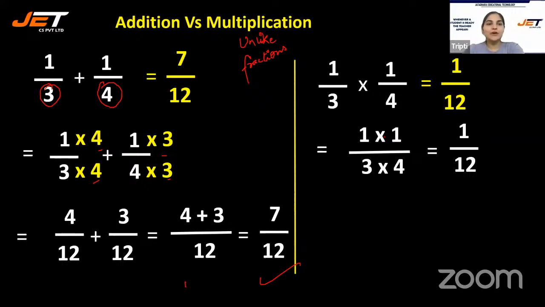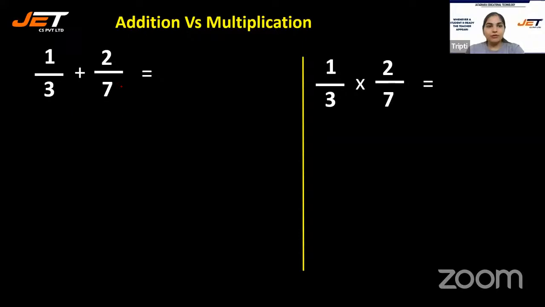So basically today we are going to do all the questions of addition and multiplication side by side. The fractions will be the same, but on the left side we will be adding them, and on the right side we will be multiplying them. So let's do the next question. 1 by 3 plus 2 by 7. Here we'll add, and on this side we are going to multiply.